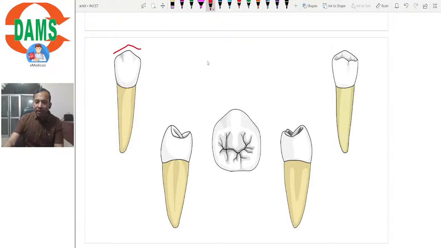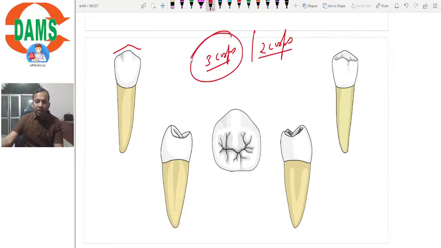More commonly, it has 3 cusps, though it can also have 2 cusps. But 3 cusp configuration is the commonly seen configuration. And here you have 2 lingual cusps, mesiolingual and distolingual. Mesiolingual would be larger, and then would have a lingual groove separating the lingual cusps, right? And here you can see it has variable central groove shape.